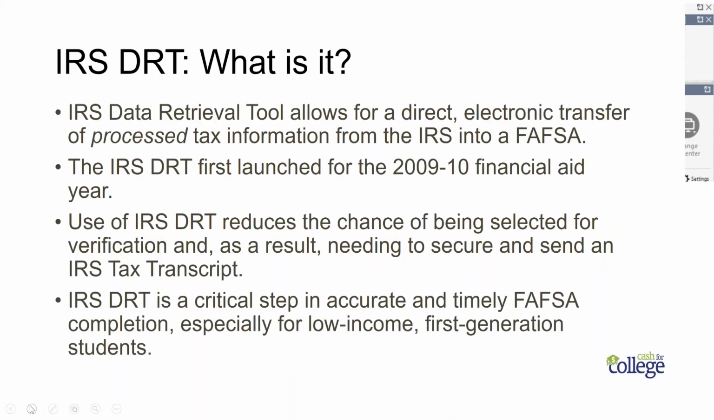All right, so the IRS data retrieval tool, what is it? I'm sure many of you know this, but it is a tool that allows for the direct electronic transfer of processed tax info from the IRS's website into the FAFSA. It truly takes a student, when they're completing their FAFSA, to the IRS's website, and then the student can select to have all of their information from their tax returns automatically populated to answer the income-related questions on the FAFSA. And they can also do this for the parents' tax information part on the FAFSA also.